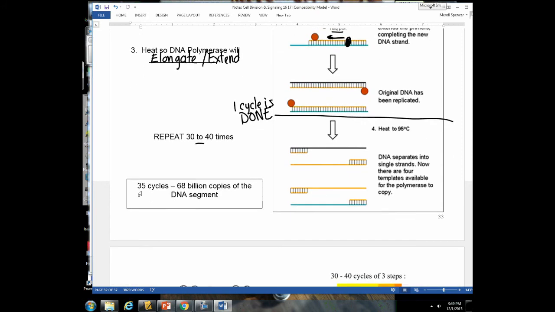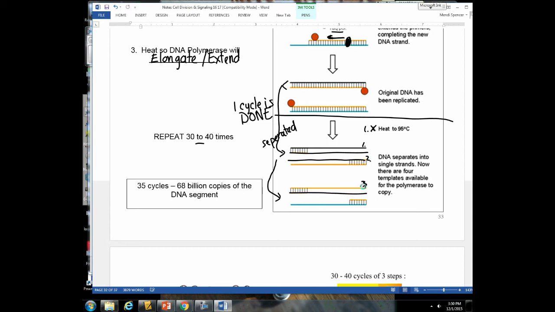So I don't like the fact that it says number 4 here, heat back up to 95. We're actually back to step 1. Heat it back to 95. It's going to separate this one. So this one is separated. This one is separated. You can see it separated down here. So then we cool it off. The primers are going to anneal. We heat it up a little bit more so DNA polymerase can extend the strands. So then we're going to end up with 4 molecules of DNA, because this one will end up being a double helix. This one will end up being a double helix. This one will be a double helix, and this one will be a double helix.